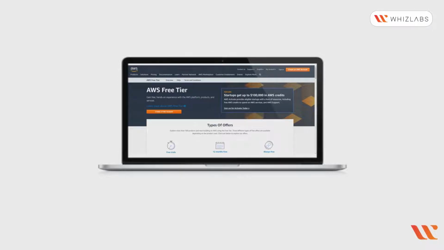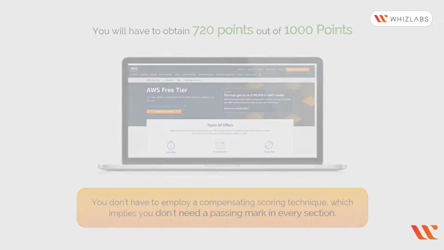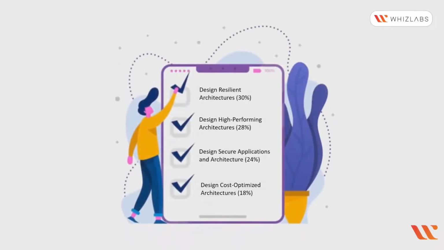The exam has a total of 1,000 points. You will be qualified for the certification if you achieve 720 points. You don't need to use a compensating scoring methodology, which means you don't have to get a passing grade in every part. The exam is divided into four domains. Here are the topics which will be asked in the examination. Prepare based on the weightage of each topic.